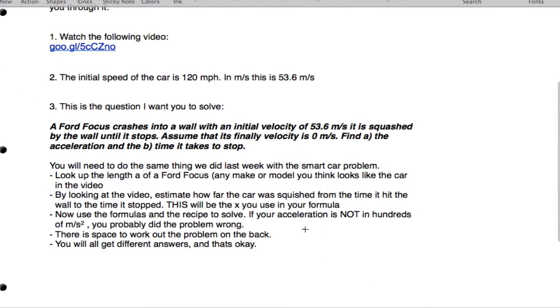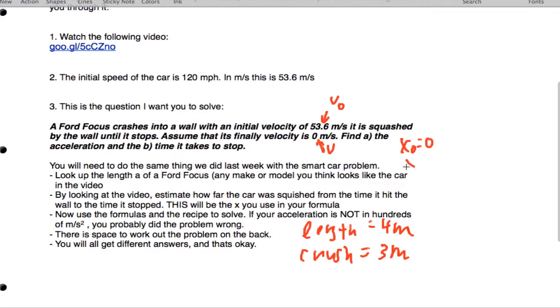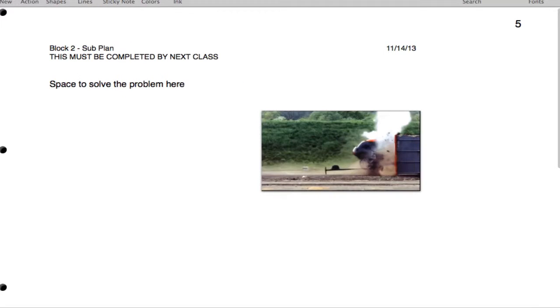So I took the liberty of looking up that the length is about 4 meters, and the crushing distance is about 3 meters. So now that leaves me with space to go ahead and use the recipe that I gave you guys in class. So this is V initial, this is going to be V final, and what I can say is that x naught is 0, and the final x position is 3, which we get here. Now what I can do is I can go ahead and do step 2 of the problem like this.